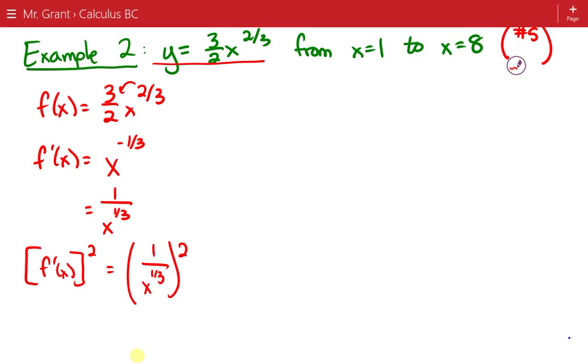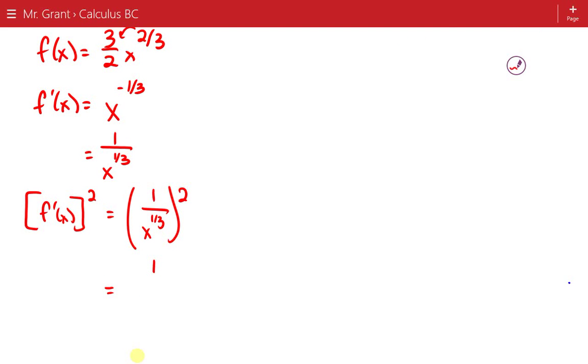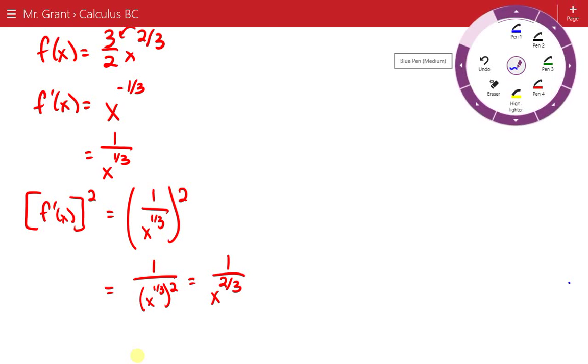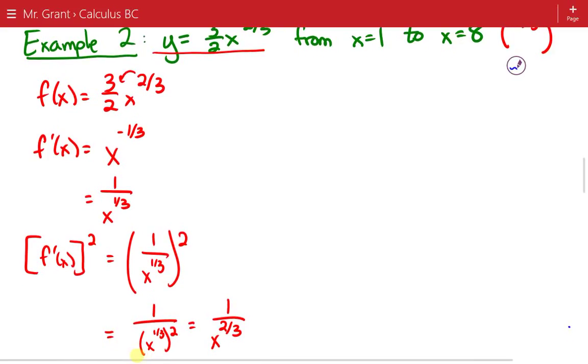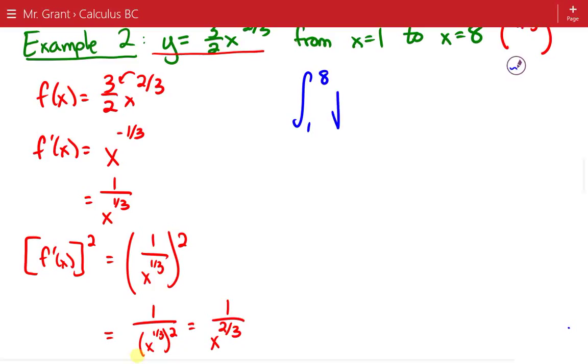squared, and we know since it's division we can distribute the square, so it ends up looking like 1 squared, which we know is 1, over x to the 1/3 squared, and we know we multiply those exponents, so it becomes 1 over x to the 2/3. Alright, now let's get to the fun part. We are working for arc length, and we're going to use the integral from 1 to 8. That was in the given part of the problem. Square root of 1 plus 1 over x to the 2/3 dx.